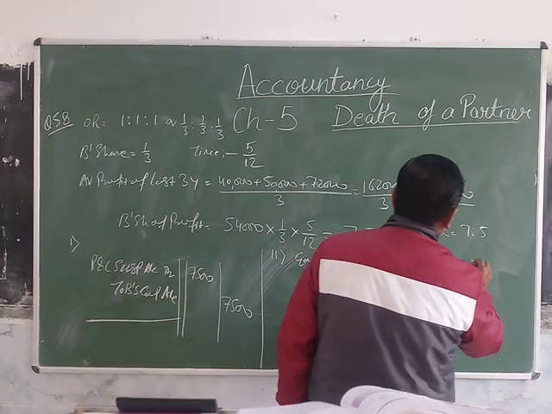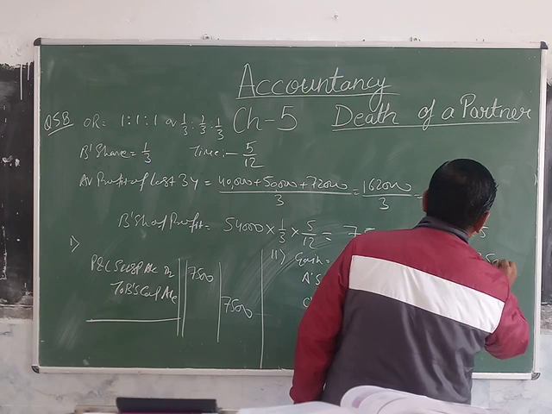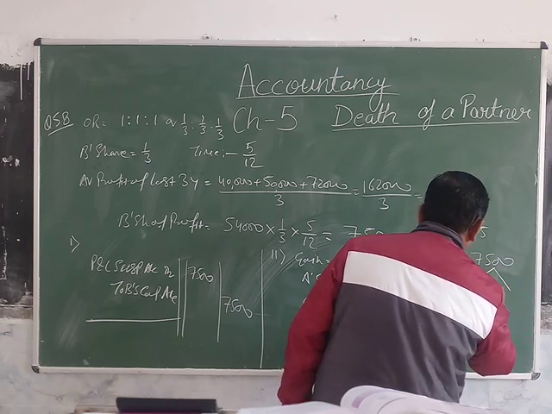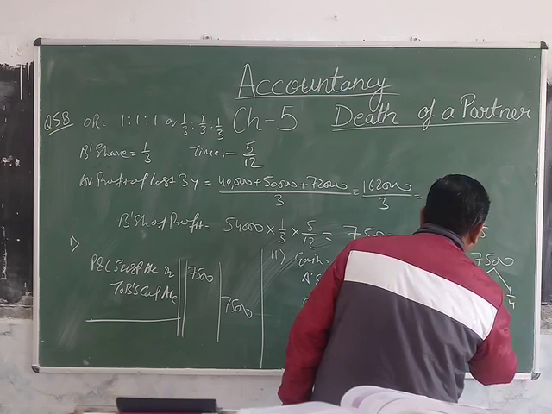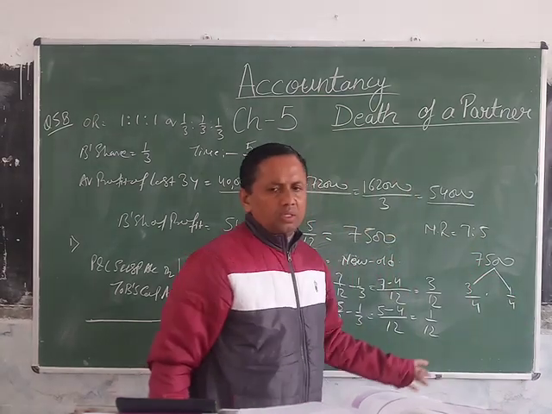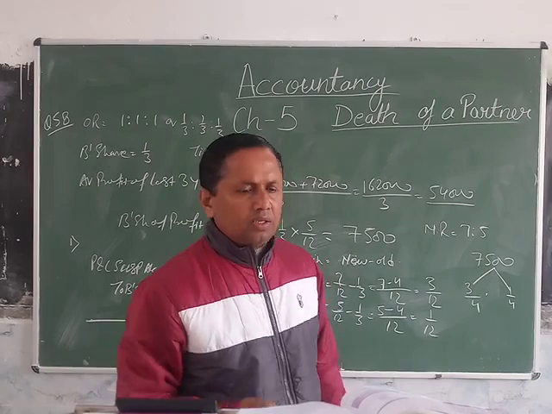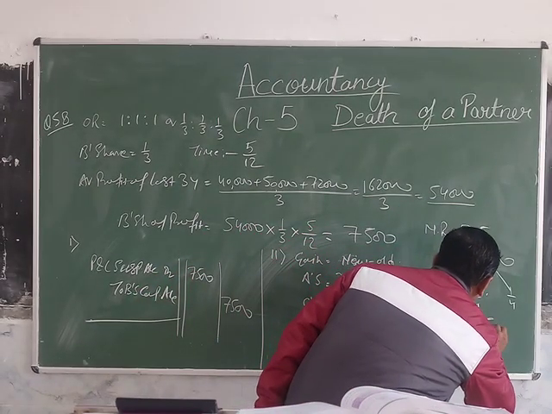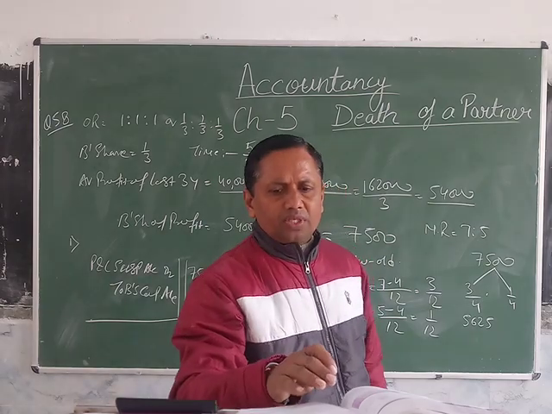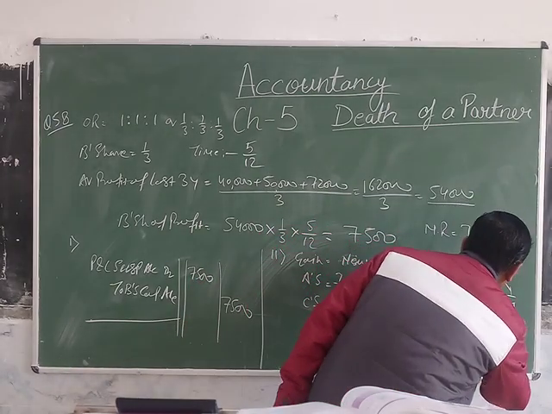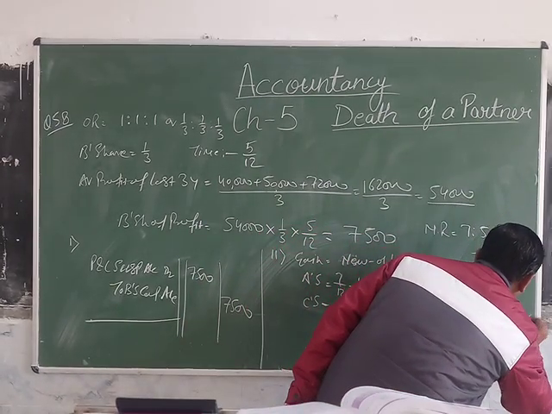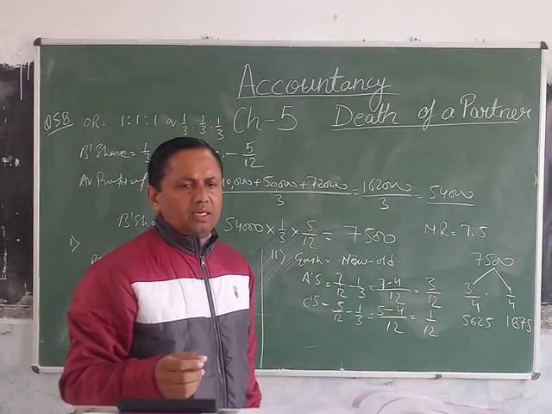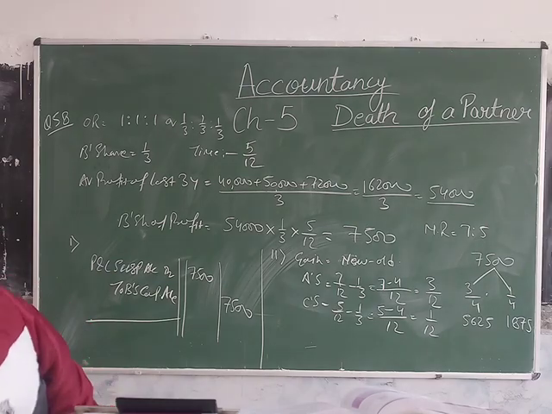So this 7,500 is distributed in their gaining ratio of 3:1, 3/4, 1/4. So this distribution is 5,625 and 1,875. After that we pass a journal entry in this.